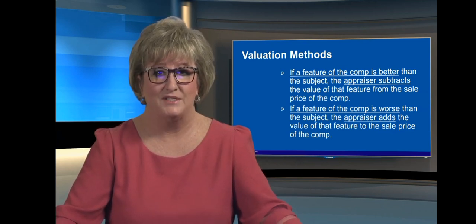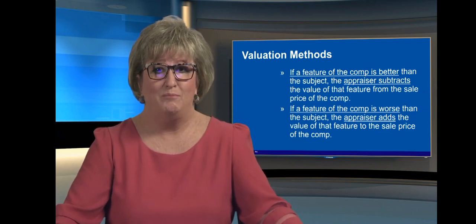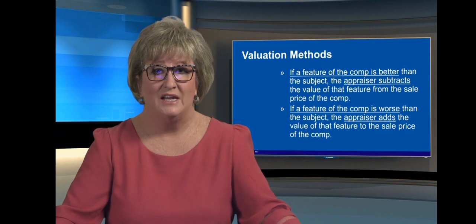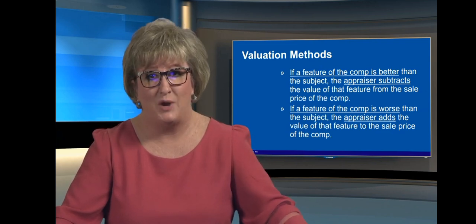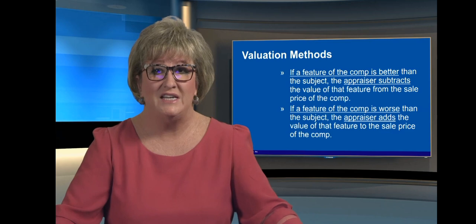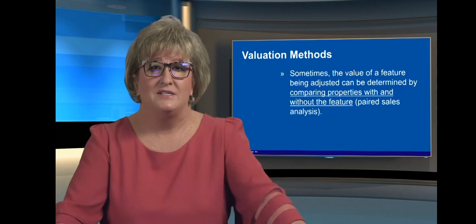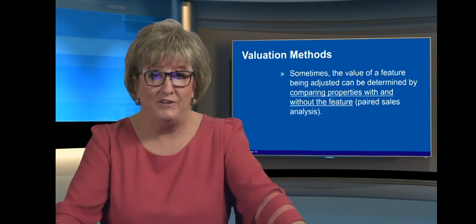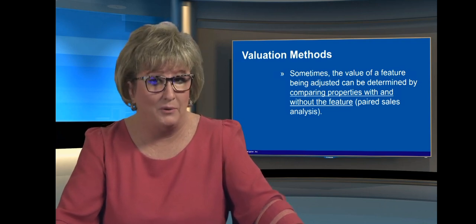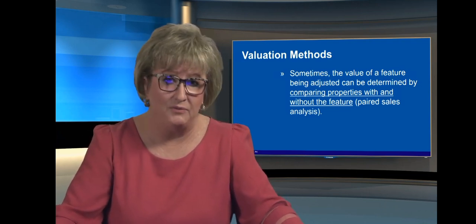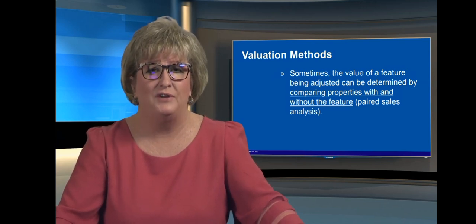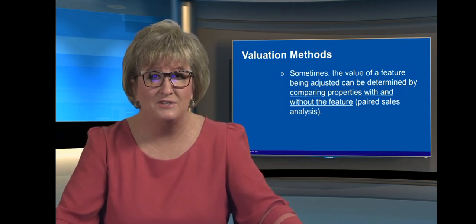Remember, CBS: if the comp is better, subtract. Or CWA: comp is worse, add. Sometimes the value of a feature being adjusted can be determined by comparing properties with and without the feature, and that's called a paired sales analysis.